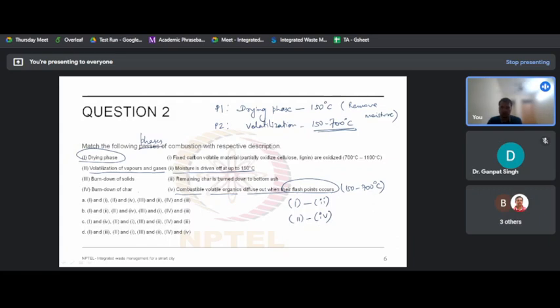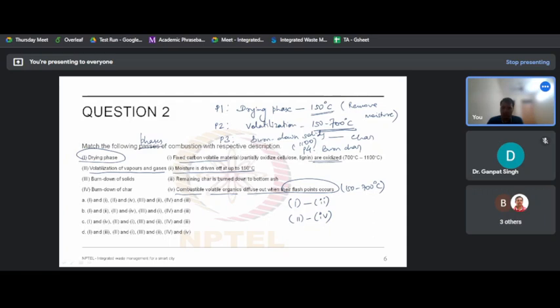Then we are left with burn down of solids. That will be phase three. We burn down the solids, and finally we have phase four. After we burn the solids, what will be left? Char. So we burn the char. Burn down of solids will go with fixed carbon and volatile material, which will be oxidized. Firstly we went to 150 degrees Celsius, then the second stage goes to 700, the third stage we go up to 1100, and then we finally burn down the char.